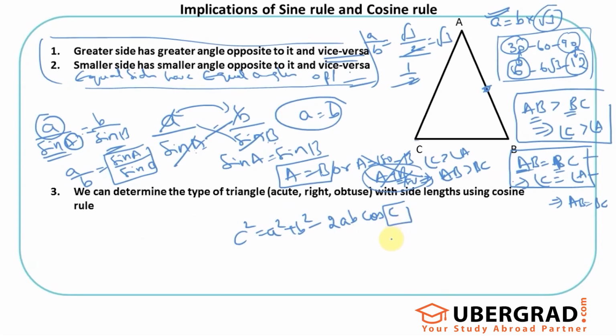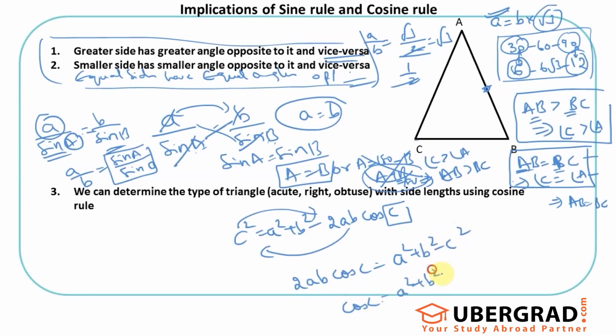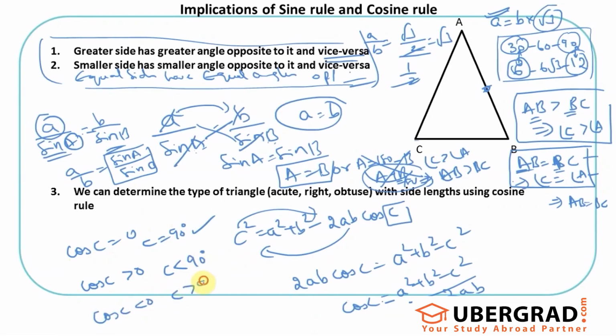It's very easy. How? Send this entire thing to this side and this to the other side. 2ab cos c equals a square plus b square minus c square. So cos c is a square plus b square minus c square by 2ab. If I get cos c as 0, c is 90 degrees, so that is a right angle triangle. If I get cos c greater than 0, then c has to be less than 90. If I get cos c negative, then c has to be greater than 90. It is obtuse.